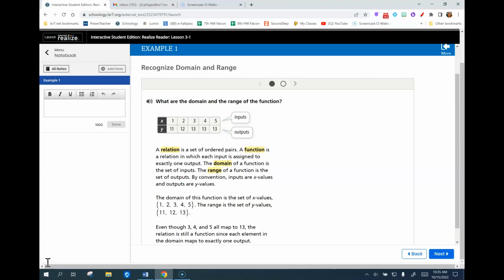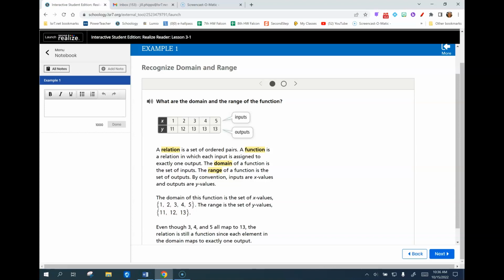So each input, and we're going to find out in just a second, or you already know, notice it says up here, inputs are your x values, outputs are your y values. And then the domain of a function is a set of inputs, your x values. So for domain, I would write down, the definition says here, the domain is a set of inputs, but it's also your x values. The range is the set of outputs, which is your y values. And that's what this is talking about down here in this last sentence. So when we talk about relation, it's just a set of any ordered pairs. A function is a specific relation, in which each input is assigned to exactly one output.